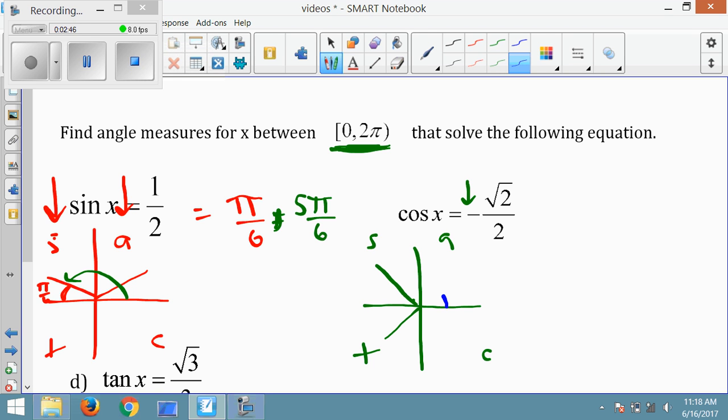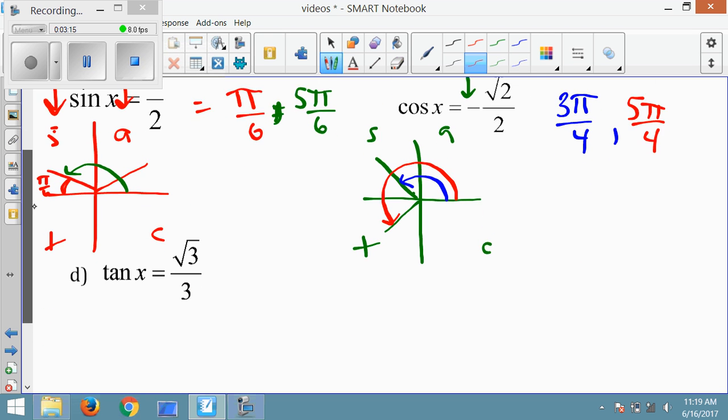So one of our angles is going to be the angle that has a reference angle of pi over 4 in the second quadrant, which is going to be 3 pi over 4. And then the other angle is going to be the one that gives us a reference angle of pi over 4 in the third quadrant, which is going to be 5 pi over 4. So your two angles are 3 pi over 4 and 5 pi over 4.